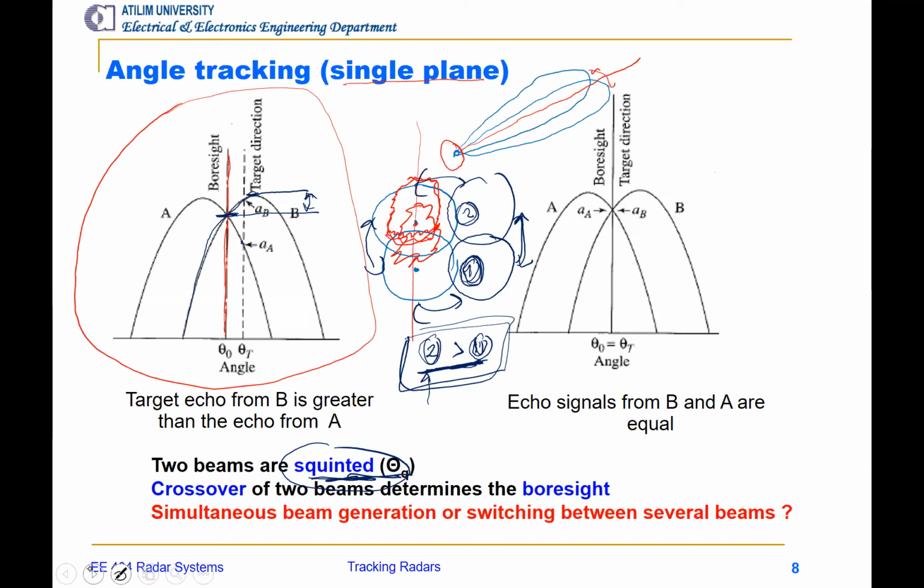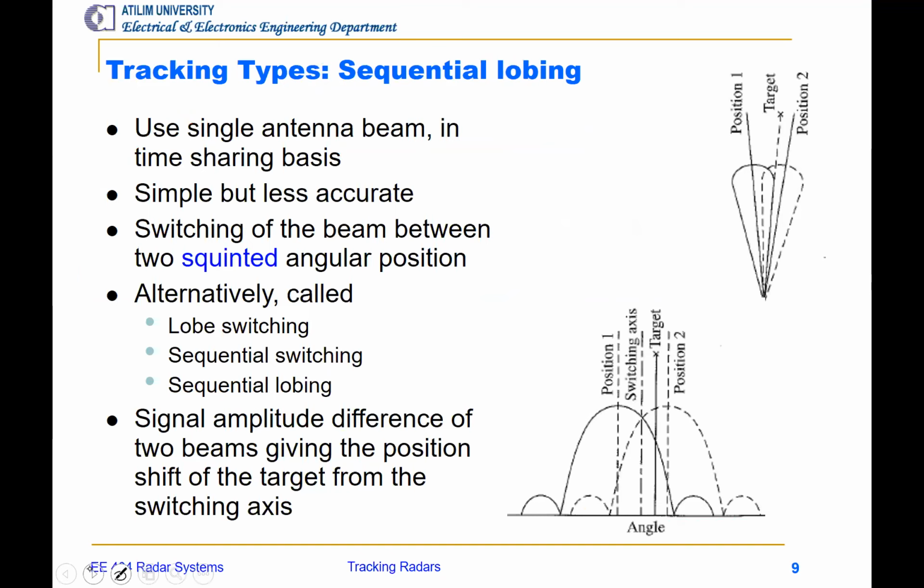Okay, that was the idea of how to track a target in 2 dimensions and 3 dimensions. Again, we should have at least 2 beams to track a target in one plane, and for 2 planes, we have to have at least 3 beams. And in practice, there are usually 4 or more beams to track a target in 3D, so in 2 planes.